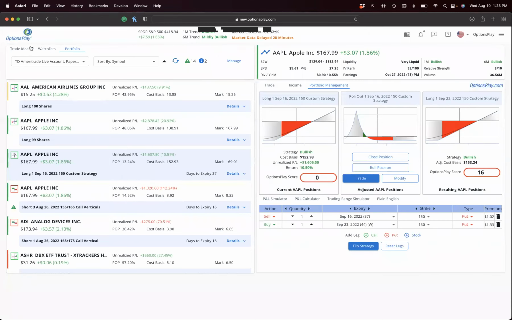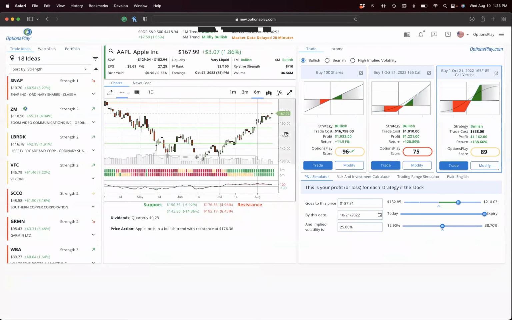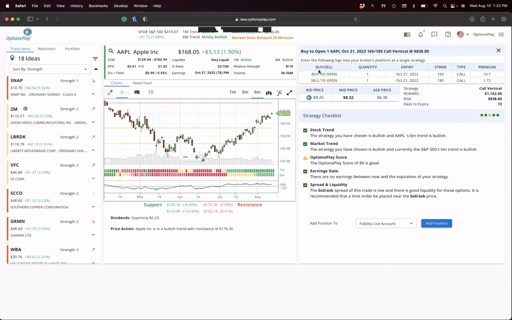understand how to find opportunities, how to validate those opportunities or confirm those views that you have, and then quickly find an option strategy that you can deploy, click on trade and enter the trade into your broker's platform as a single strategy, and simply add it to your portfolio here in OptionsPlay, so that you can track those positions. Like I said, these sessions are meant to be kept short so that it doesn't take up too much of your time, but gives you a very quick overview of the platform and an understanding as to how to use the platform.